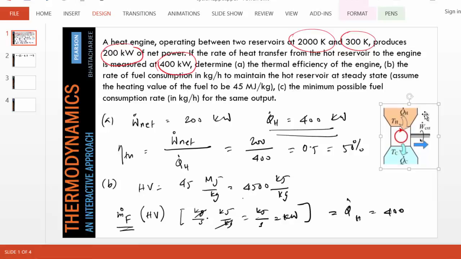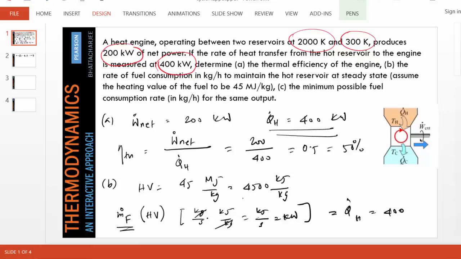Obviously, if the fuel consumption has to be reduced, that means if you look at the formula, fuel consumption times heating value equals Q dot H. So Q dot H has to be minimized to minimize the fuel consumption, because the heating value, which is how much heat is released if you burn 1 kg of fuel, is a property of the fuel, not a property of the engine. So for a given fuel, the heating value is a constant. Therefore, to minimize m dot f, we want to minimize Q dot H.